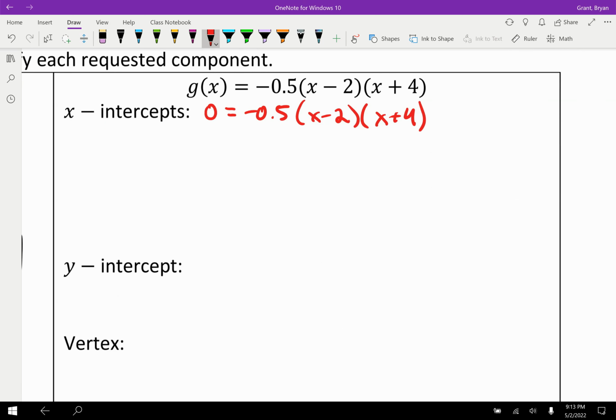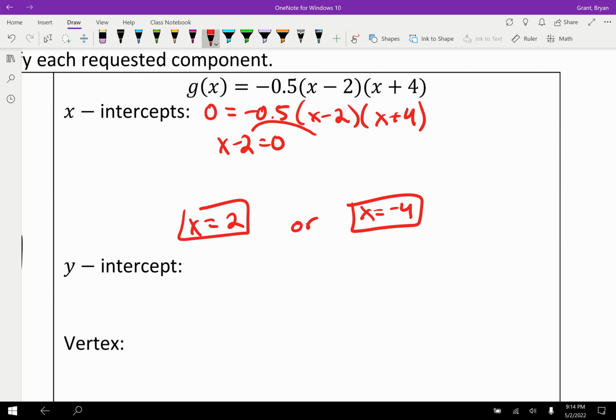If you can go straight to your answers, right, I can see that my answers are going to be 2 or negative 4. That's fine. I don't care about the middle part. However, if you want to be really meticulous and show all your steps, you set one factor equal to 0, or the other factor equal to 0, add 2 to each side, right?